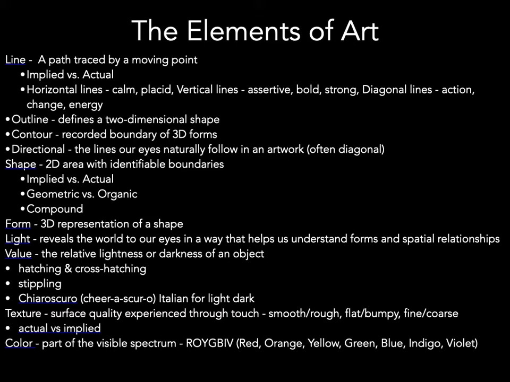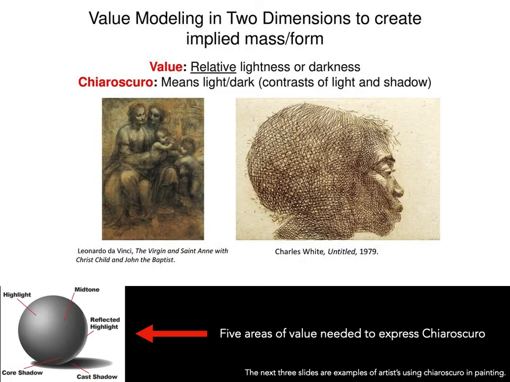And then most chiaroscuro artworks used more extreme light and dark. It wasn't just about those 5 areas, but kind of exaggerating the 5 areas so that it was more obvious. So we're going to look at a couple artworks that use chiaroscuro as well. So first, let's look at value modeling in 2 dimensions to create implied mass and form.